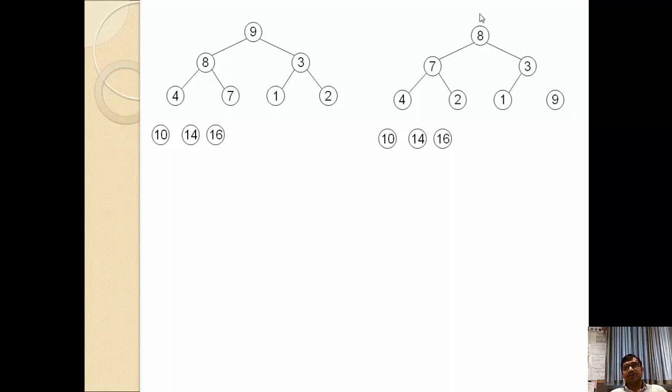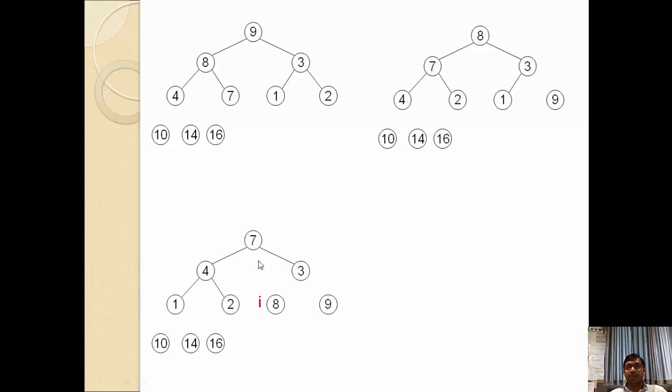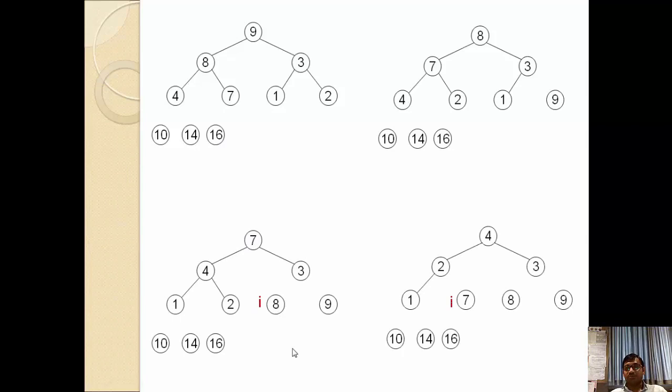Now 8 is the largest one, we can remove it, but before that we need to swap with the 1. So 1 will move here, 8 will move here, right? And then whenever 1 is here, we need to verify which one is the largest. So 7, 3 and 1, 7 is the largest one, so we move 7 here, 1 will move here, and 1 will swap with the 4, so 4 will move here and 1 will be here. Then we can get this kind of tree. Now we can remove 8. Likewise we can remove 7, right?